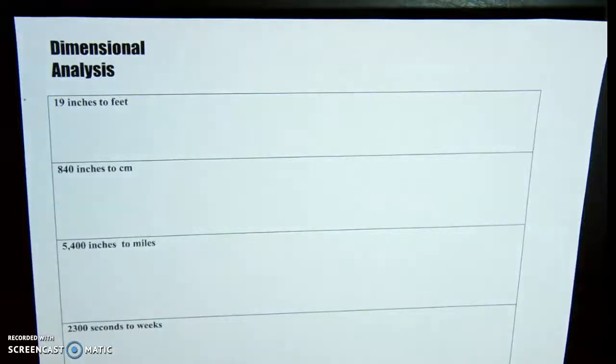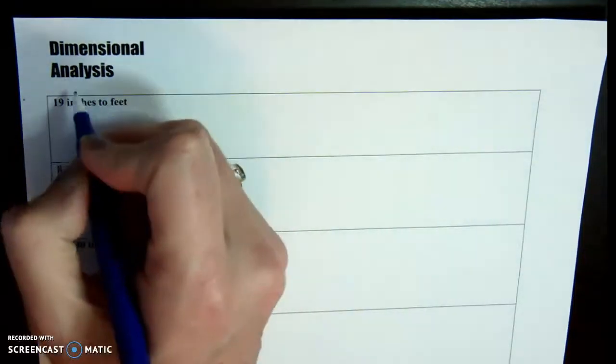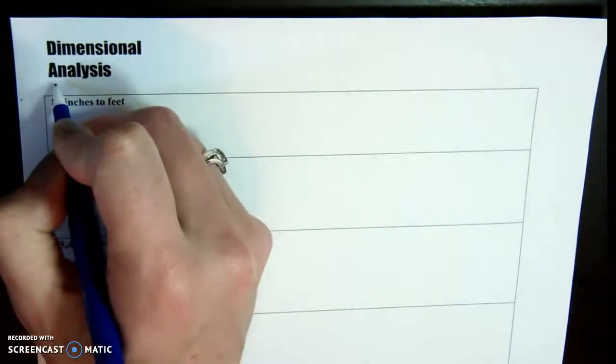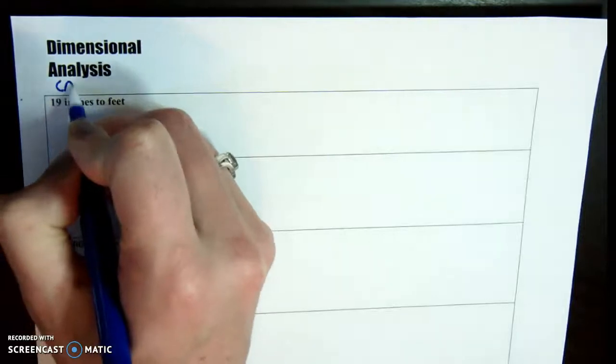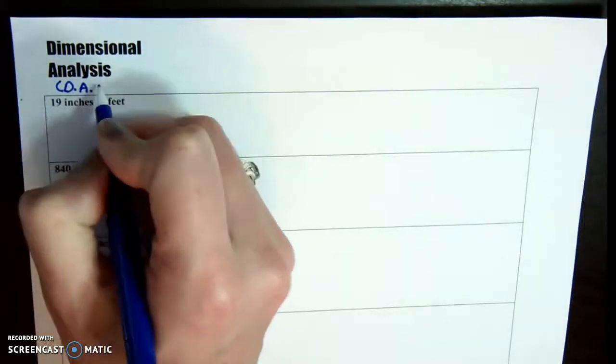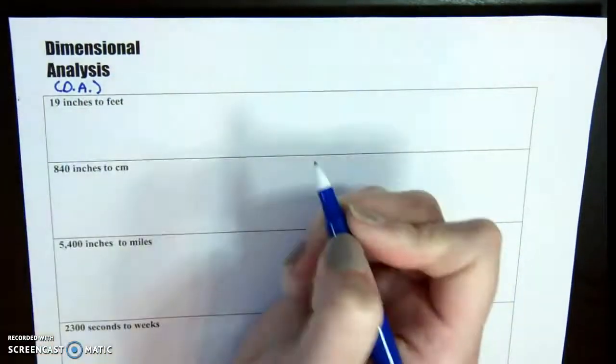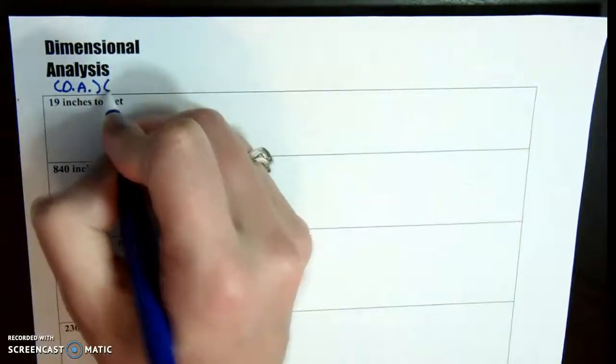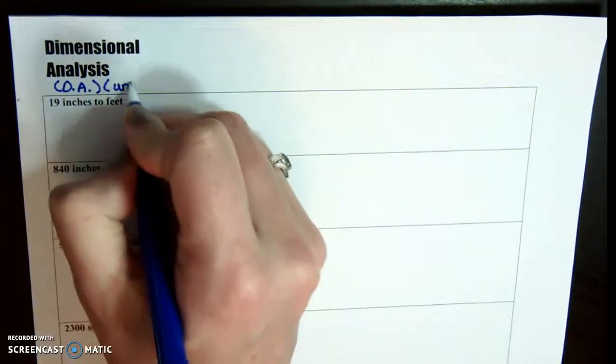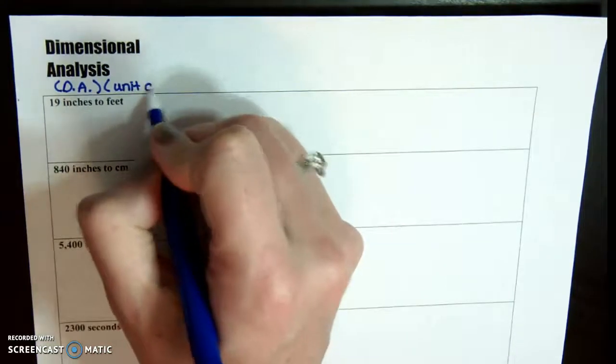Hi everyone, this video is going to be about dimensional analysis. Nobody wants to have to say dimensional analysis or write it out every time, so you may see people abbreviate it as DA. Another term you might hear for it is unit conversion.